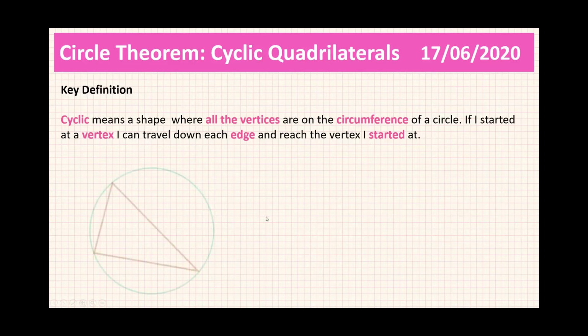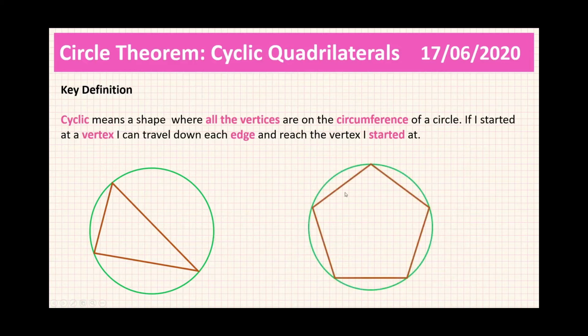So for example, here is an example of a cyclic triangle. If I travel along this vertex here, this corner is on the circumference of the circle in green, and if I travel along, I can see that I would go to the next corner, which is also on the circumference, and the last corner, which is on the circumference, and back to where I started. So this is a cyclic triangle. Similarly, this is a cyclic pentagon.